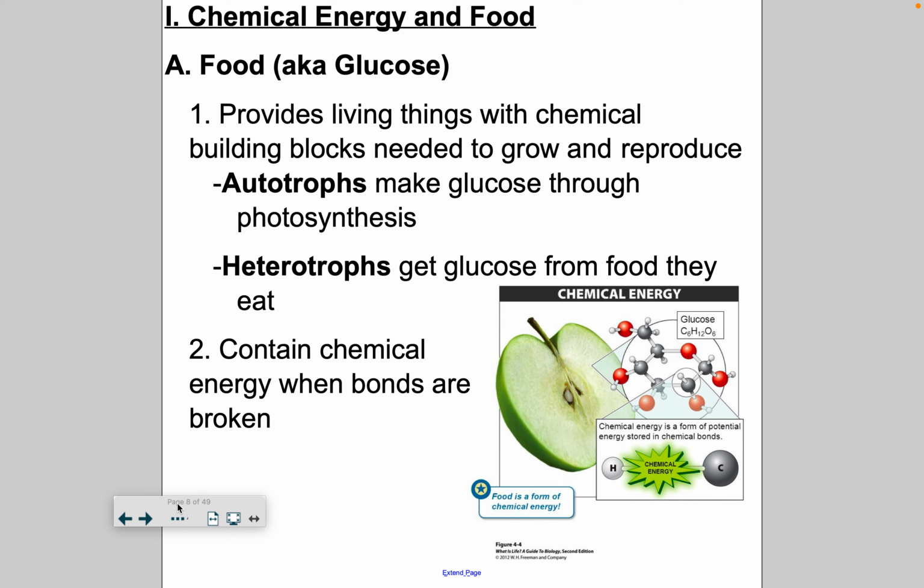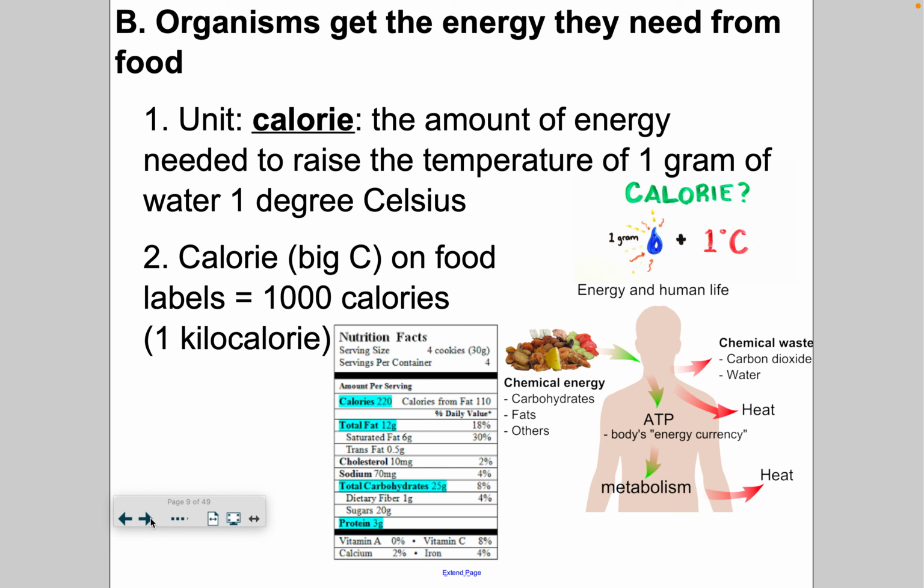Glucose is chemical energy, and all food has chemical energy in it. When you break those bonds, energy gets released. Here's the glucose molecule. You can see it's 6 carbon, 1, 2, 3, 4, 5, 6. You can see that it has 6 oxygen, those are the red ones, 1, 2, 3, 4, 5, 6, and then 12 little white atoms there. When you break these bonds, energy gets released. So food is a form of chemical energy, and we get the energy that we need from food.